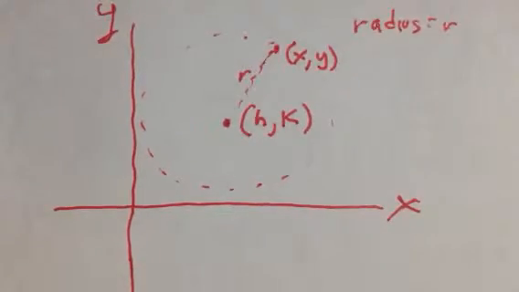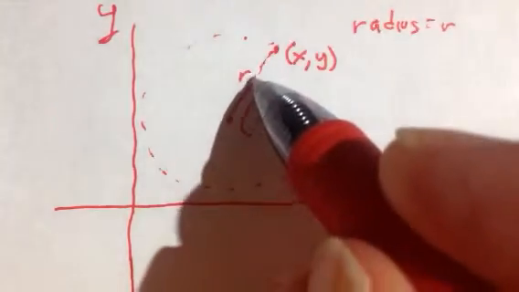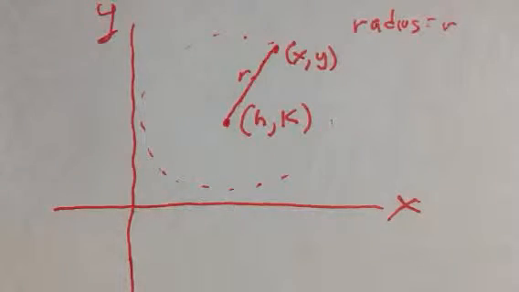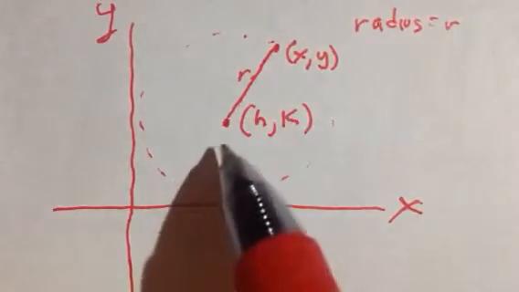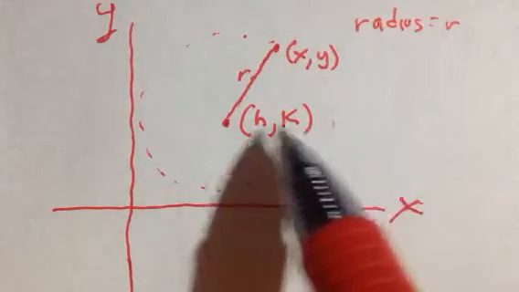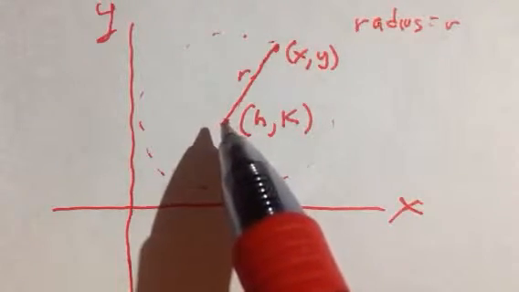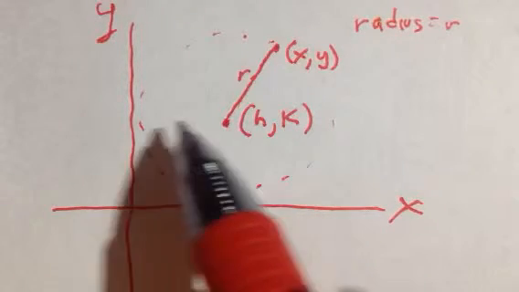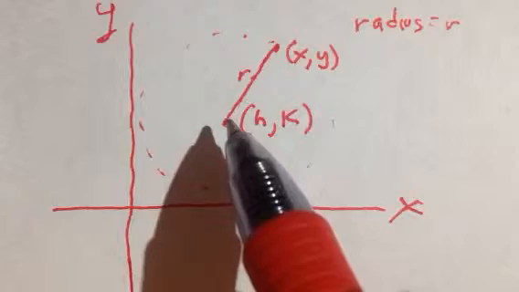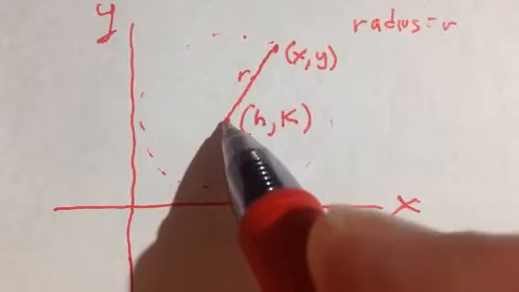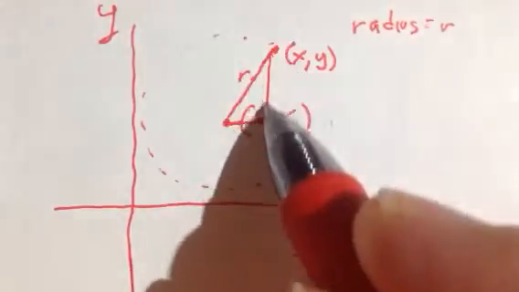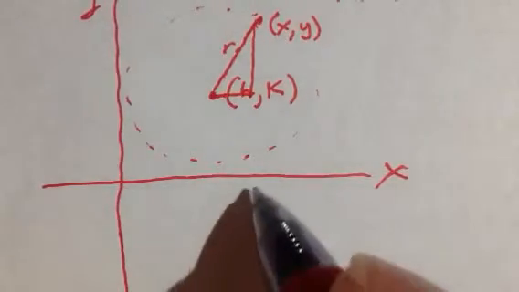Well, we can draw in this line a little bit more firmly. We have a distance between (h, k) and (x, y) that we know is going to be r. We also know that if we look along the x direction, the center is h units positive, in this case, on the x-axis, and x is a certain number of additional units positive here. So we can actually draw a triangle like that.